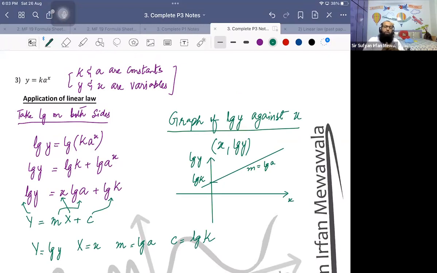Rather, we had to take logarithms, lg or ln, on both sides to transform it into linear form. And then we were able to identify which variables we are going to take on the vertical and horizontal axis.